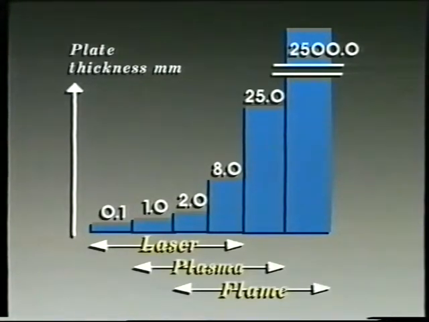From an economical point of view, however, laser is the most advantageous method for up to about 4 millimeters and plasma up to about 15 millimeters. The development of new high tensile strength steels entails an increased use of laser and plasma.